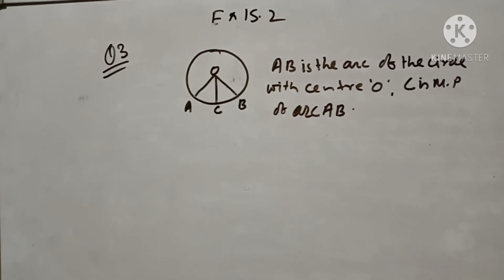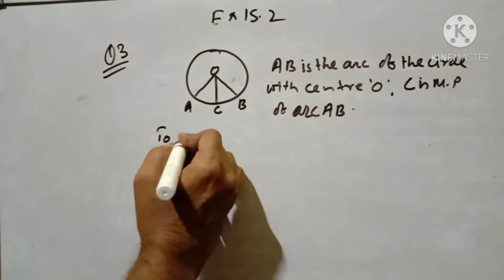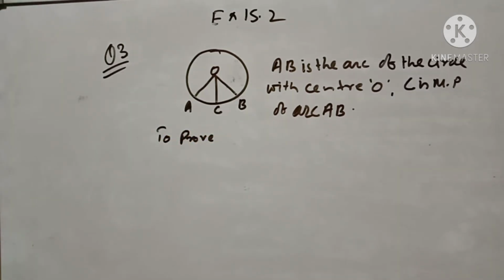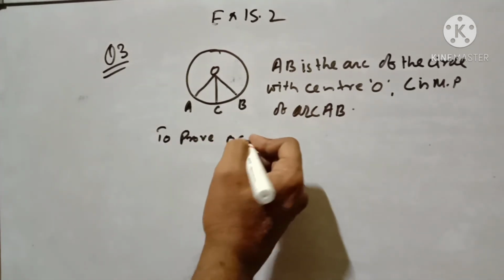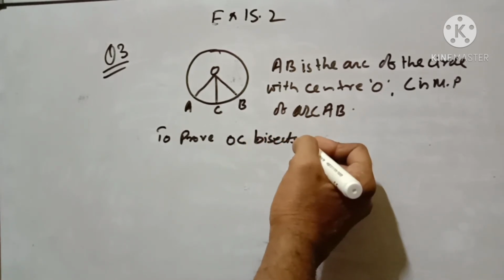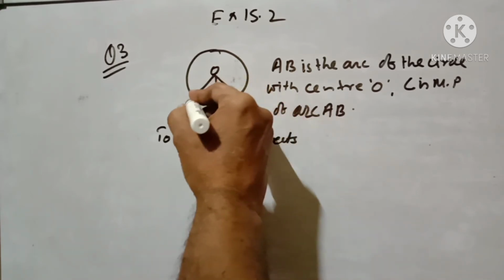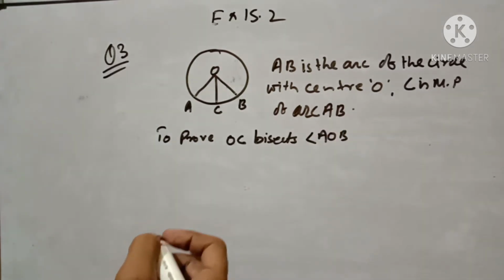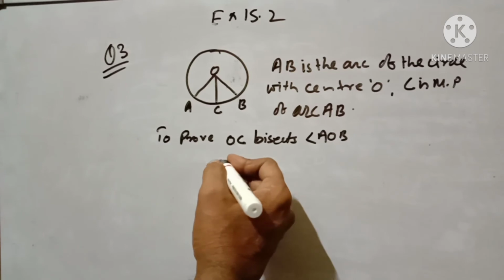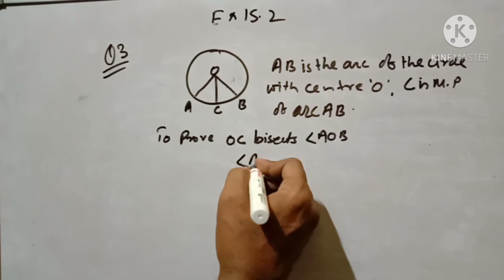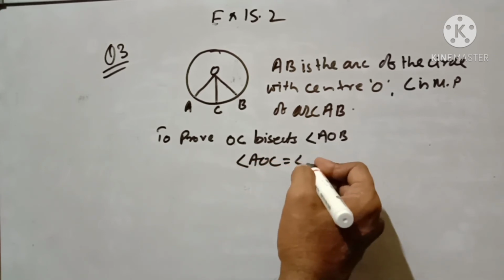Now to prove, what you have to prove? To prove that OC bisects the angle AOB. Or we can write angle AOC equal to angle BOC.